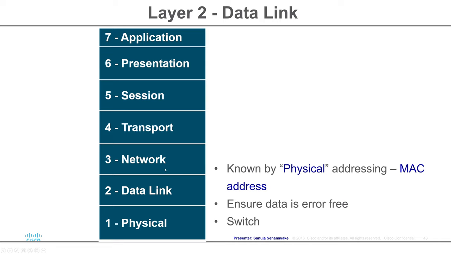So the routers are in the network layer, and the data link layer has switches. Except you will learn something called layer 3 switches, which actually operate in the network layer. But we will not look at that for now, but I will explain how that works in the future.